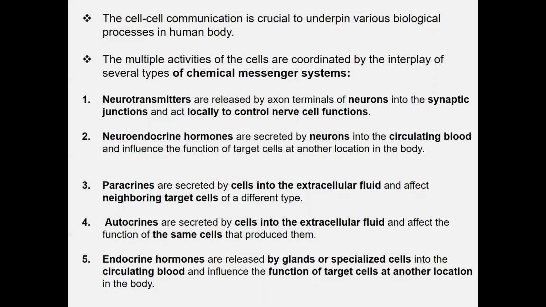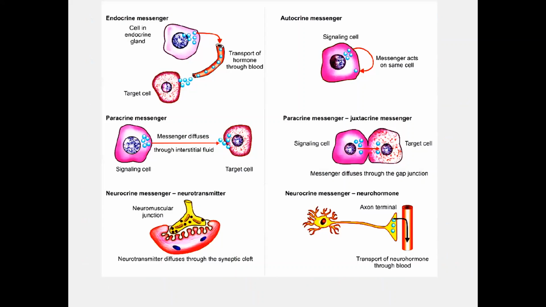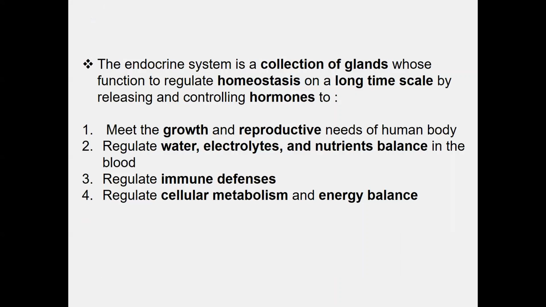The endocrine hormones are chemicals or messengers secreted by specialized cells or glands into the circulating blood in order to function on distant cells to achieve certain or specific physiological responses. Now, this schematic diagram represents the different types of chemical messengers the cells use to communicate with each other. Now, our system is the endocrine system.